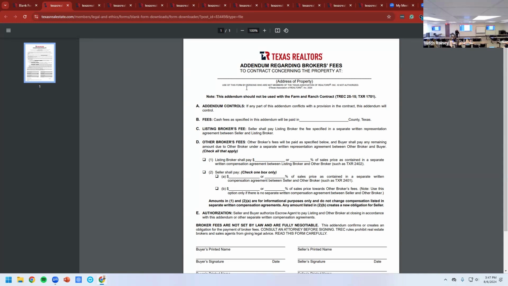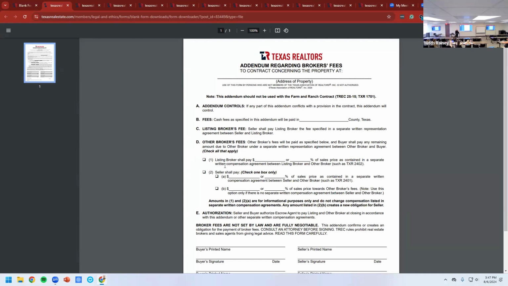So property address, cash fees as specified in this addendum will be paid in the county. Listing broker's fee, seller shall pay listing broker the fee specified in a separate written representation agreement between seller and listing broker. D, other broker's fees will be paid as specified below, and buyer shall pay any remaining amount due to the other broker under a separate written representation agreement, the buyer's rep.